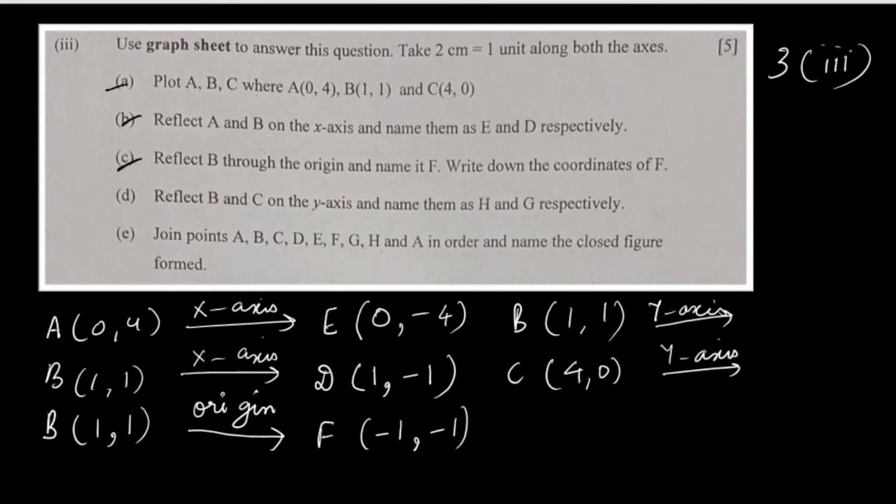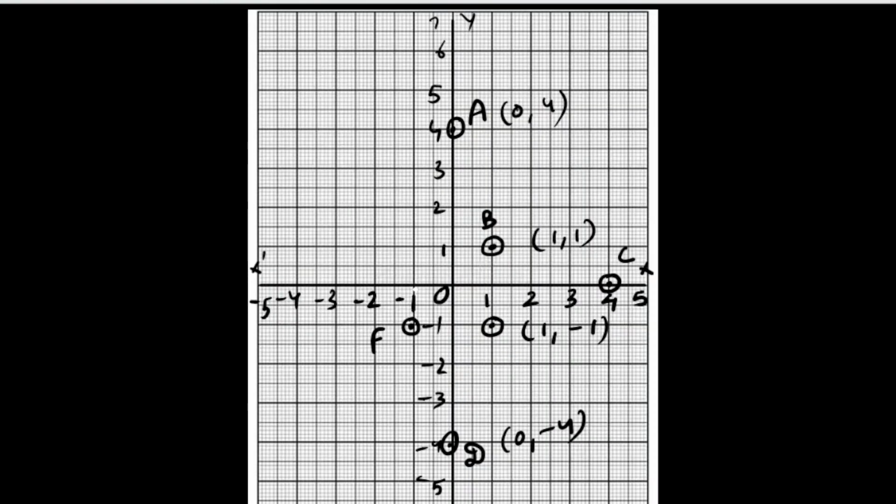So if reflection is through y-axis, which coordinate will change? X or y? Yes, so y will remain same, so x will change. So 1 will change to -1, 1 will remain same. Here x will change, so y will remain same. So -1, 1, and this we have to name it as H and G. So H is -1, 1. So this is H.